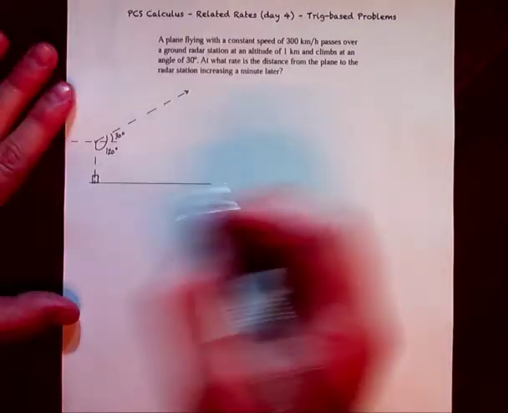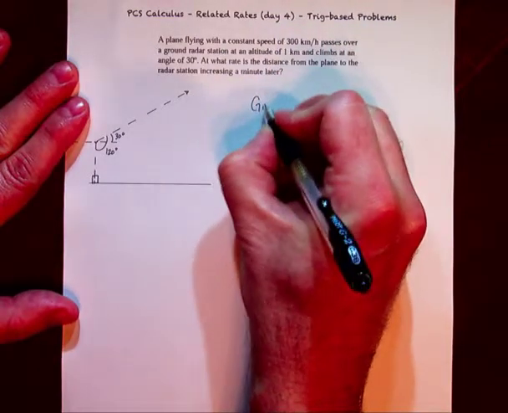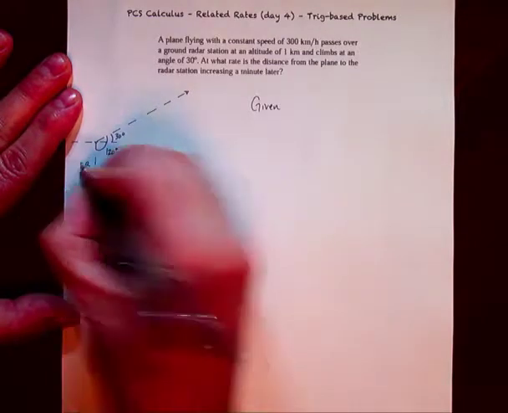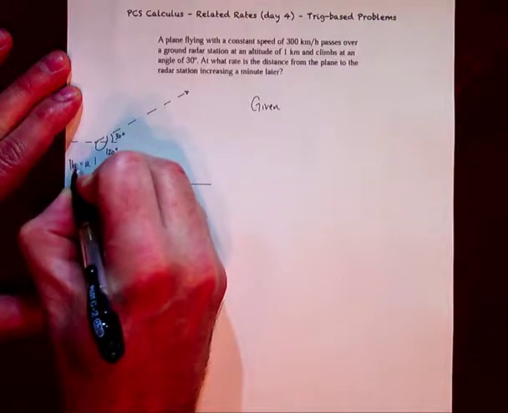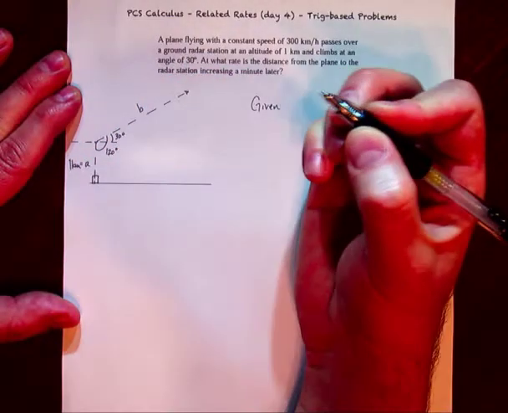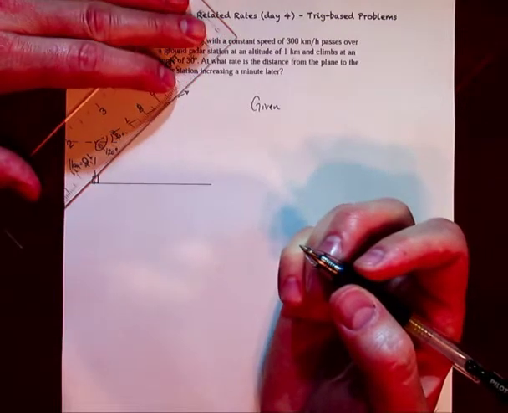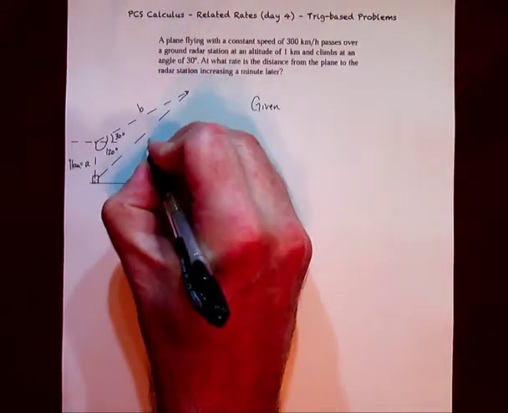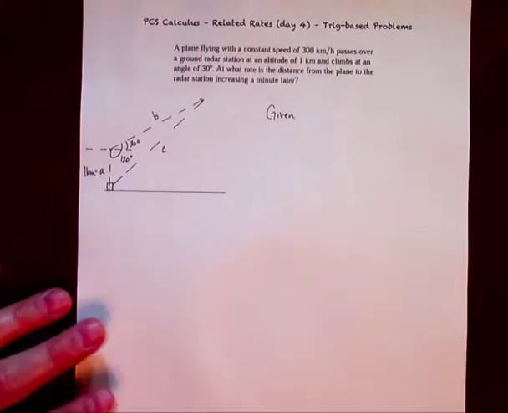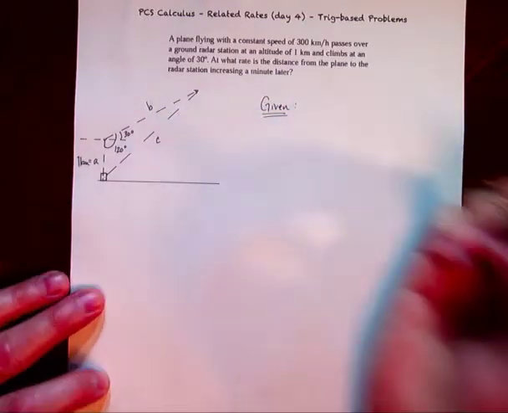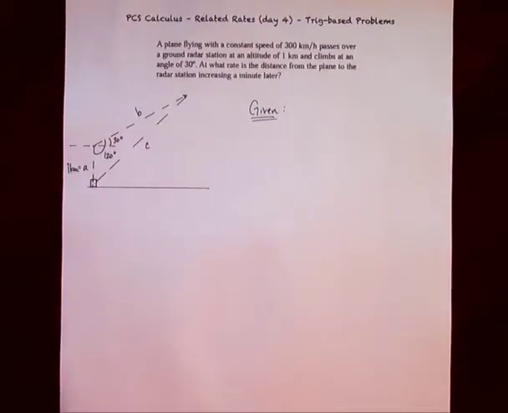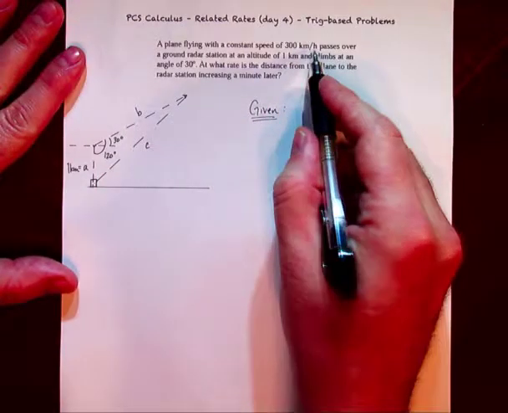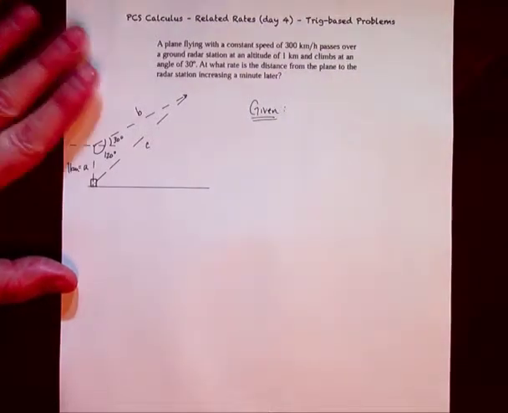First of all, let's designate this right here as A, although we know A is 1 kilometer. Let's designate this as B, and let's designate the distance between the radar station and the plane as C. Now this, of course, is a whole lot like the Falcon question that we got, but let's go ahead and do it.